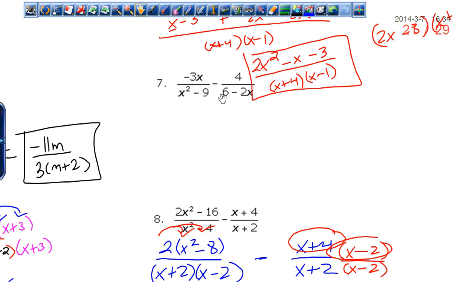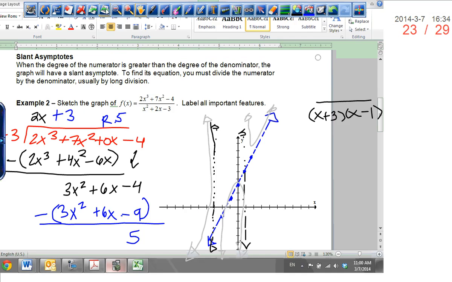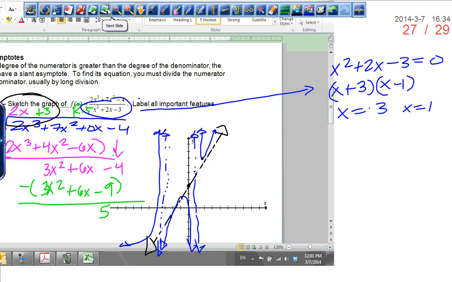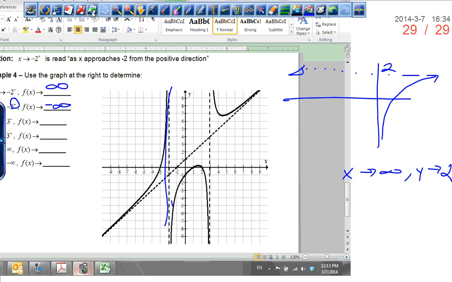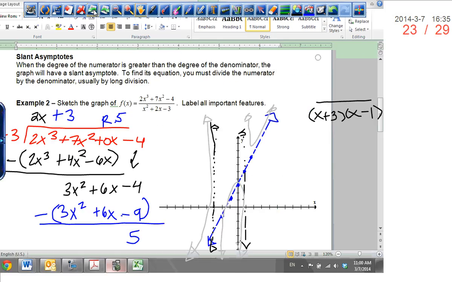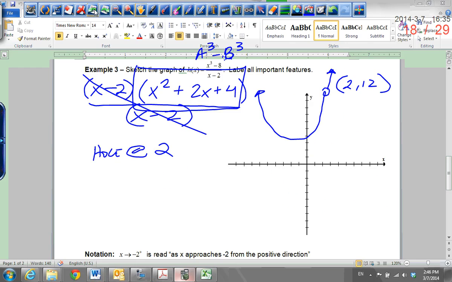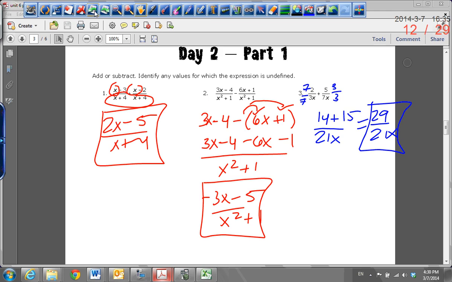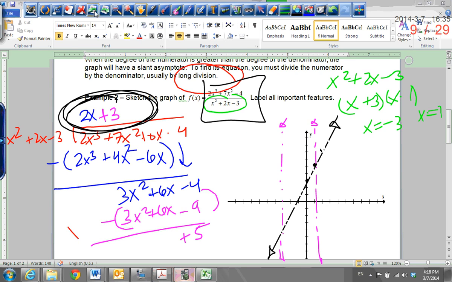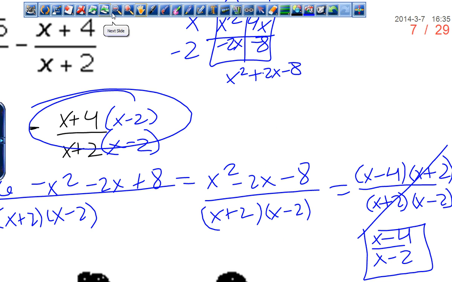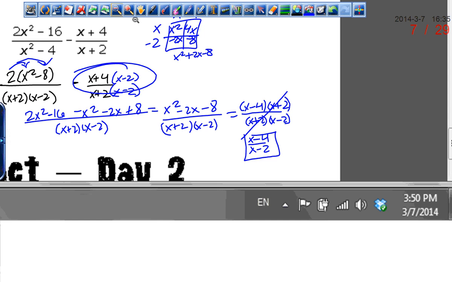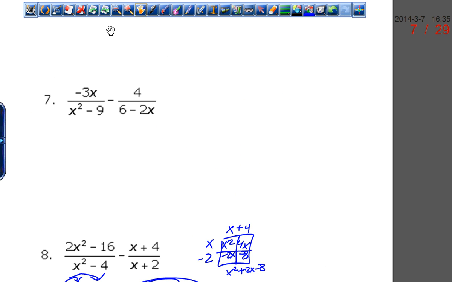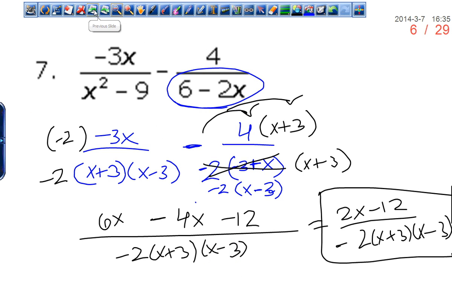Okay, let me see if I can find number 7 for us. More pre-cal. Good. Let's do the other direction. If I can't find it, I'll just do it real quick. Got it? Nope. Oh, there it was. Cool.